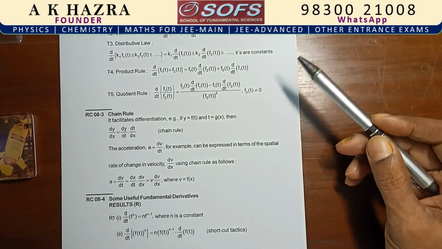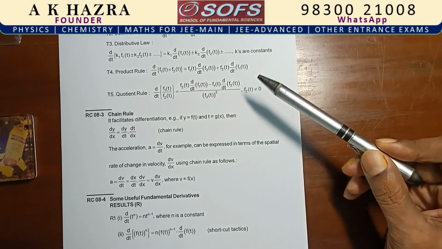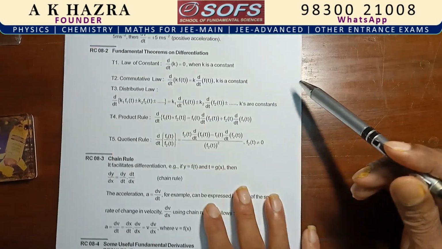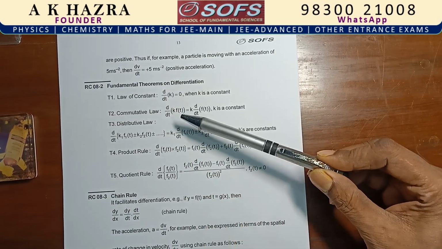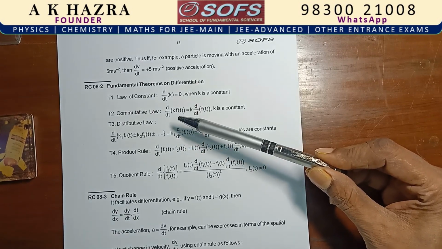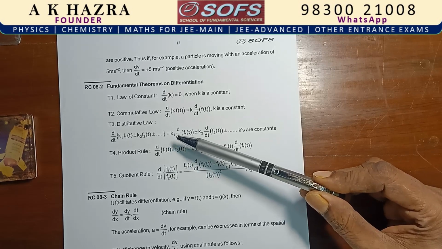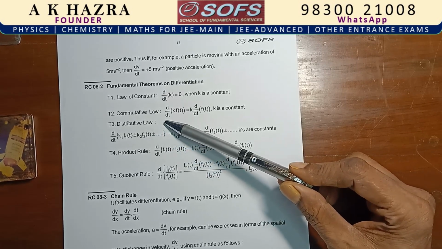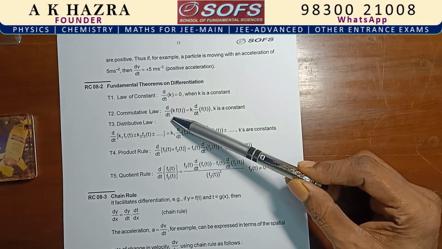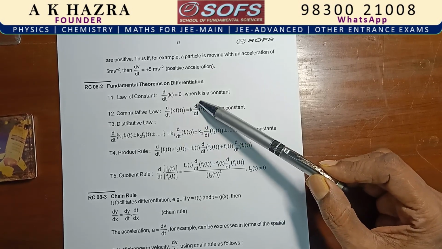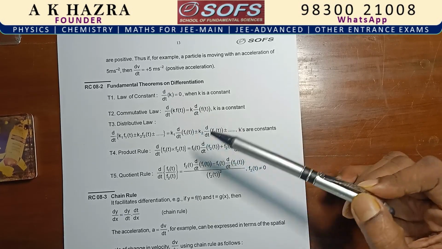Now from the concept of limit, we have obtained some fundamental theorems of differentiation. You see, theorem number 1, law of constant: d/dt of k is equal to 0 when k is a constant. Or the commutative law: d/dt of k times f(t), where k is a constant, equals what? k will be taken out, so k times d/dt of f(t). It is the commutative law.